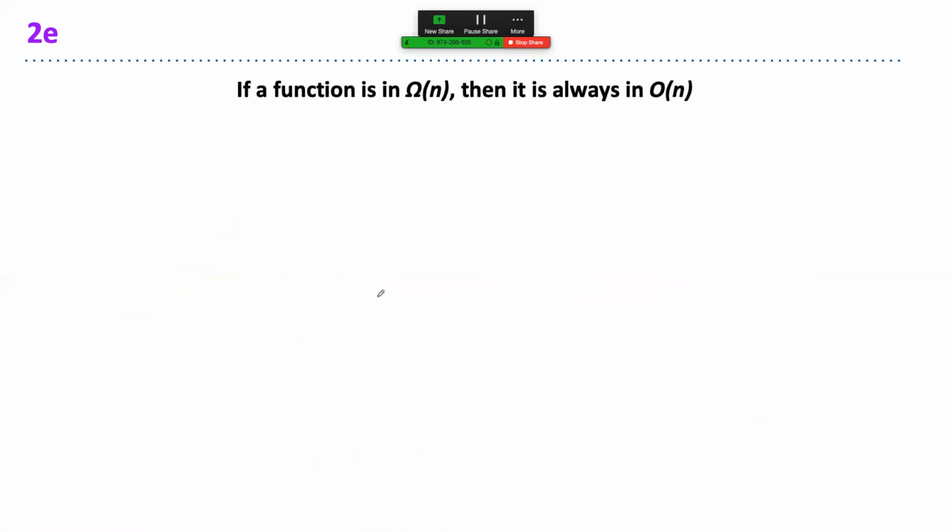Since I talked about why tight bounds are important, let's move on to 2e. 2e asks if a function is omega of n, then it is also O of n. This is a tricky problem. It says it is always O of n.